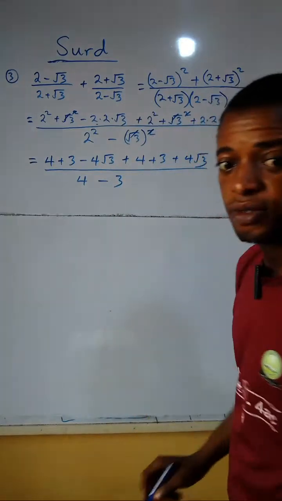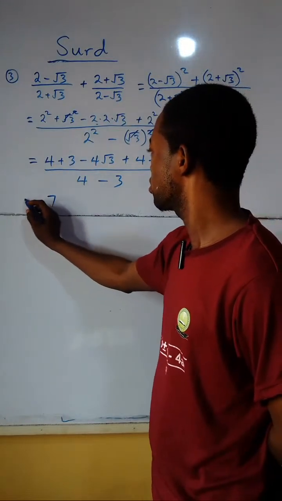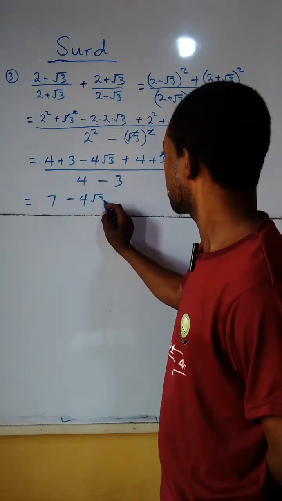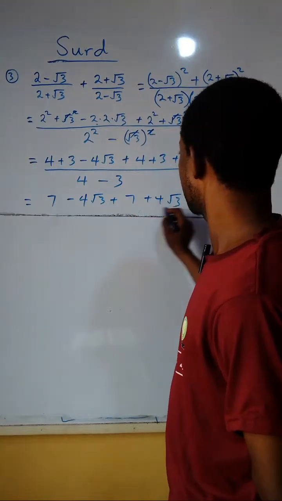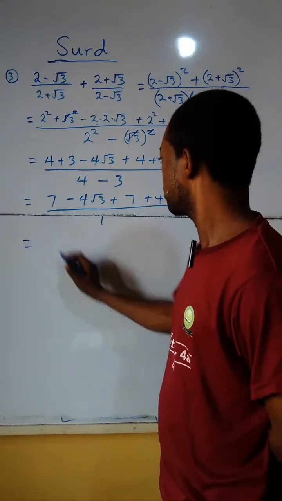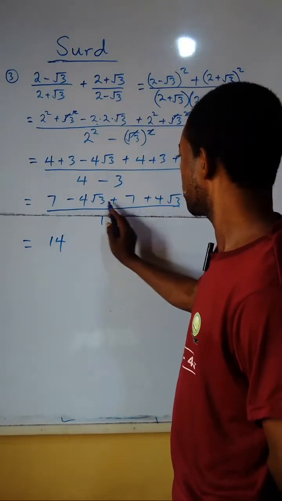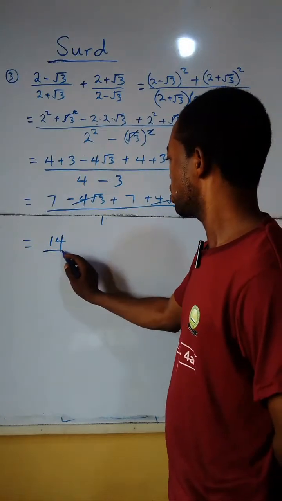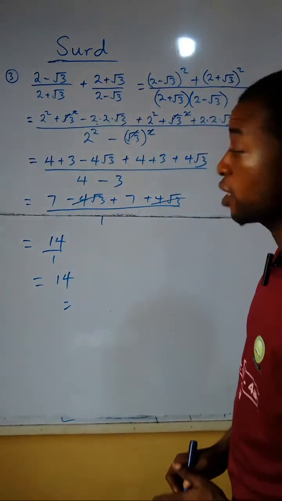And solving this further here, we have 4 plus 3. This gives us 7, then minus 4 root 3, then also plus 7 here, then plus 4 root 3, then over 4 minus 3 here, that's 1. And here, we have 7 plus 7, that's 14. Then minus 4 root 3 plus 4 root 3. This cancel out. So this is 14 over 1, which is simply 14. So that's the solution to this problem here as 14.